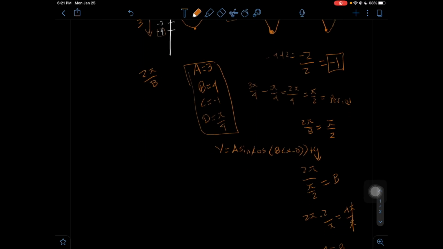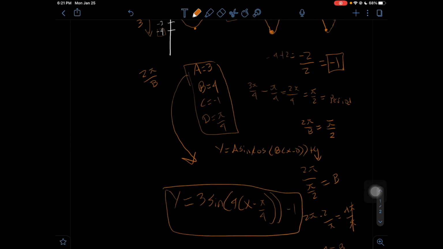We just found our a, b, c, and d, so we can say y equals our a value, which was 3. So y equals 3, and we just said it was a sine because it goes from the origin to the max, to the origin, to the min, and so on and so forth. And then y equals 3 sine, parentheses our b value, which was 4, parentheses x minus our d value, which was pi over 4, and then plus our c value. Here our c value is -1, so -1. This is the equation for the graph we have been given.